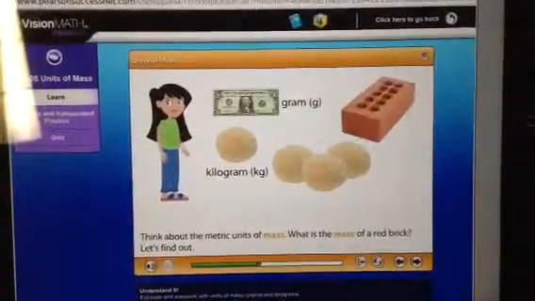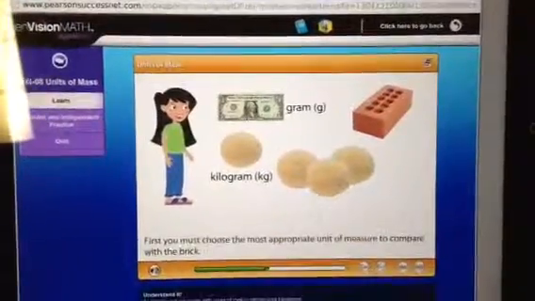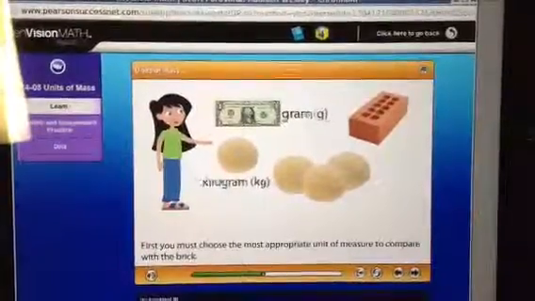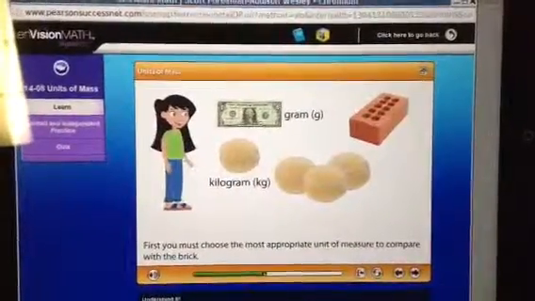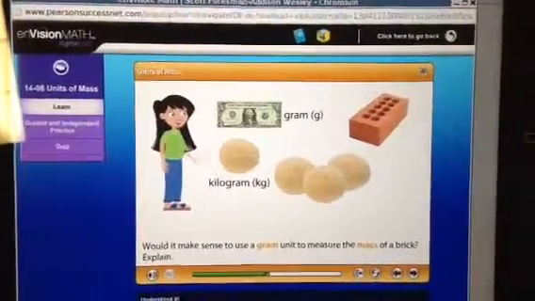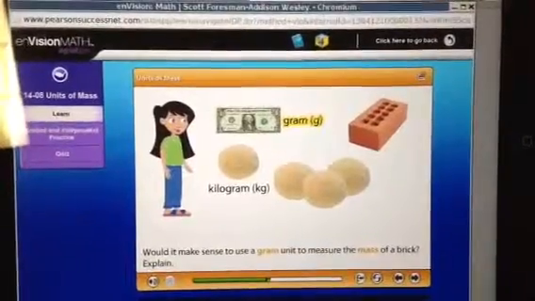What is the mass of a red brick? Let's find out. First, you must choose the most appropriate unit of measure to compare with the brick. Would it make sense to use a gram unit to measure the mass of a brick? Explain.